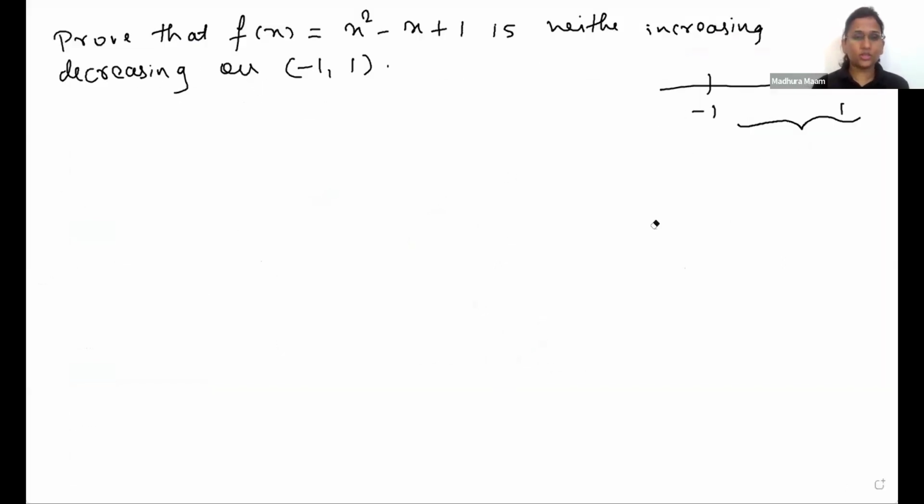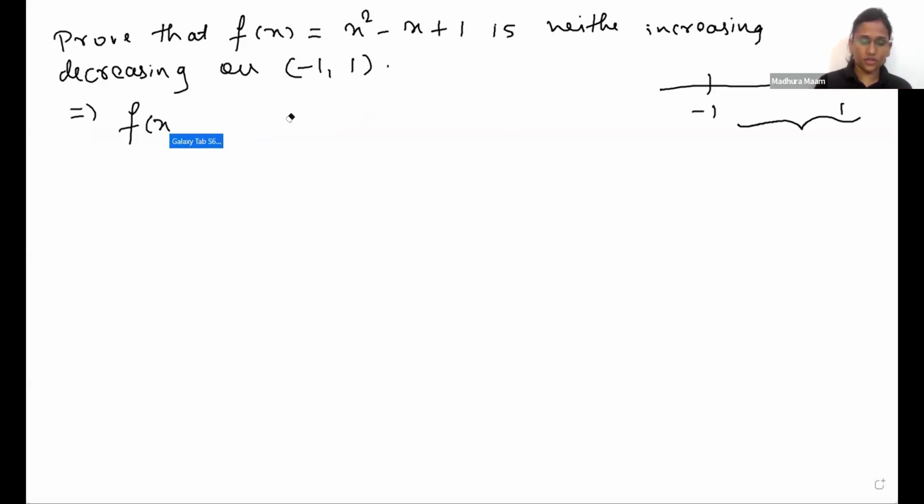So the only method we know here is: it is strictly increasing if f dash is greater than 0. It is strictly decreasing if f dash is less than 0. Okay. So we will go for our traditional method only. That is the only theorem I know for now. So assuming that, I will just start my answer.